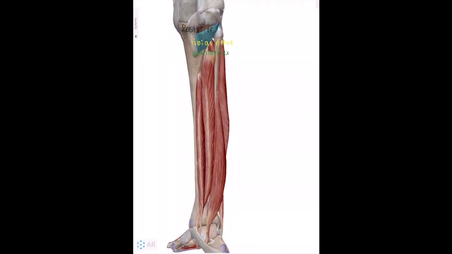And then this one, so how we can remember the order is that around the medial malleolus is Tom, which is right here first, which is the tibialis posterior. Dick, which is the flexor digitorum longus. And then Harry, which is the flexor hallucis longus.